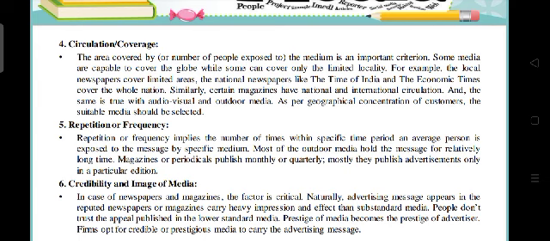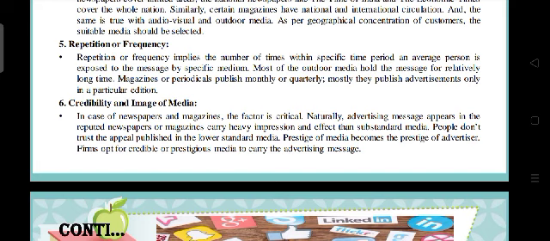The next one is repetition or frequency. Here the firm has to choose the time period for repetition of the message while selecting the media. Most of the outdoor media hold the message for a relatively long time, and magazines or periodicals publish monthly or quarterly. Mostly they publish advertisements only in a particular edition.